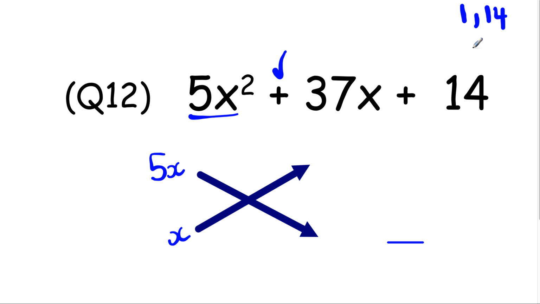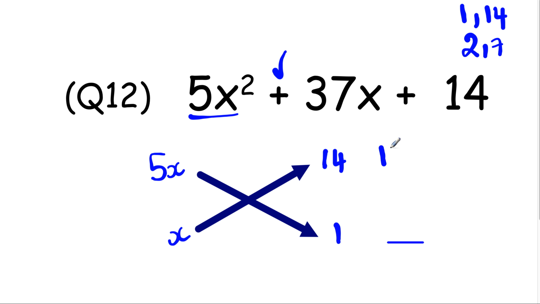I've got 1 and 14 there. And then I could have 2 and 7. So you might just check which one is going to go where. Okay, so if we stick our 14 here, we're going to get a really, really big number. We're going to get 5 times 14, so we could stick a 14 there and have the 1 this side.